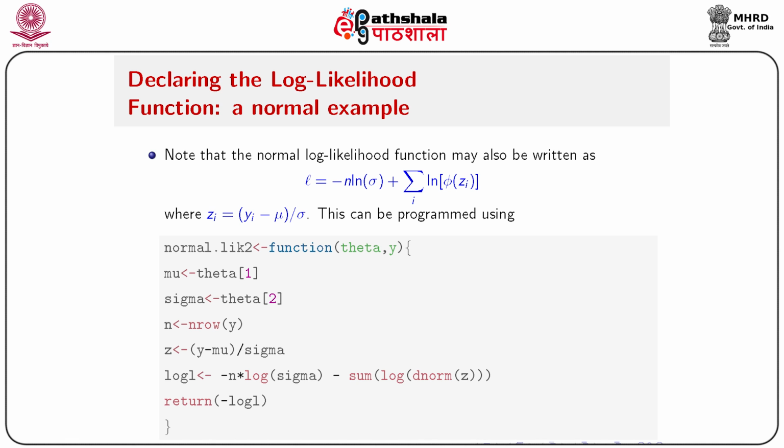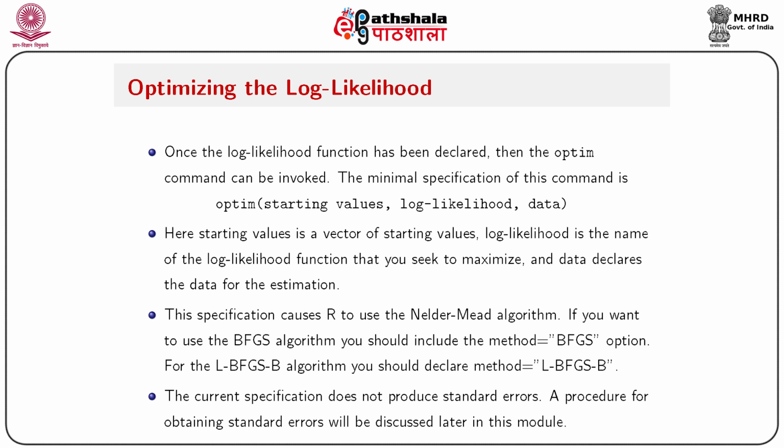Note that the normal log likelihood function may also be written as L equals minus n ln sigma plus sum from i equals 1 to n of ln phi of Zi, where Zi is (yi minus mu) by sigma. This can be programmed using, say, normal.lik.2 equals function theta, y, where mu is theta 1, sigma is theta 2, n is nrow of y. In Z we define (y minus mu) by sigma, and logL is this expression, and return the negative log likelihood.